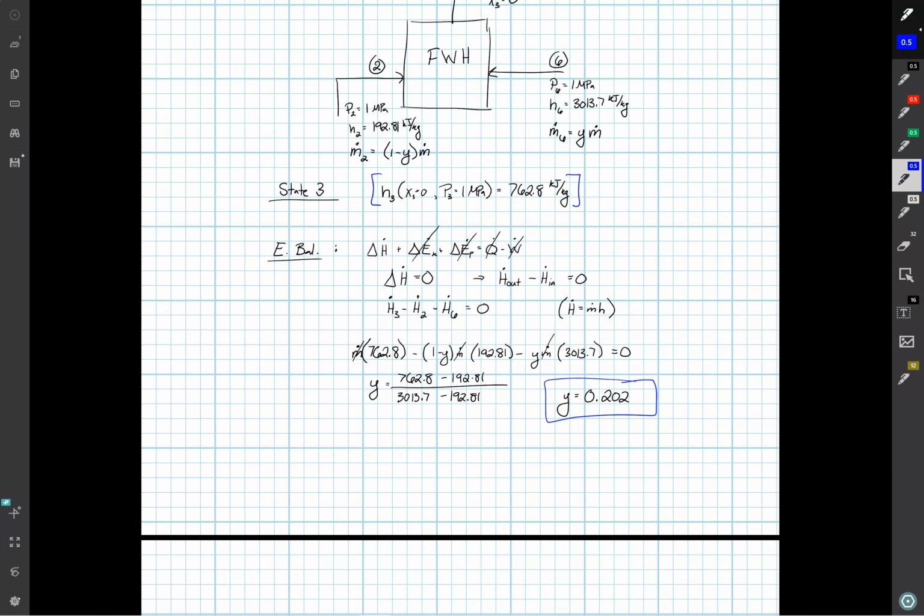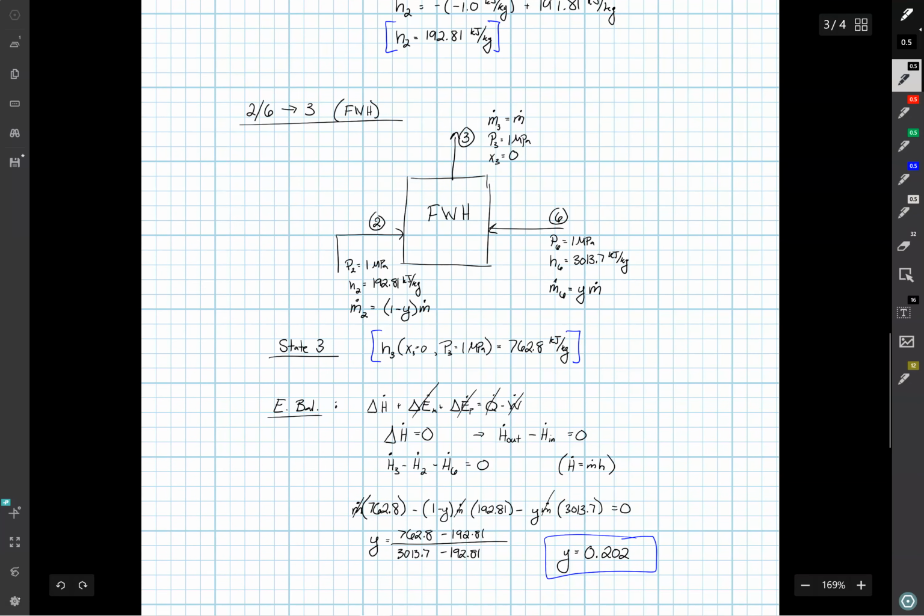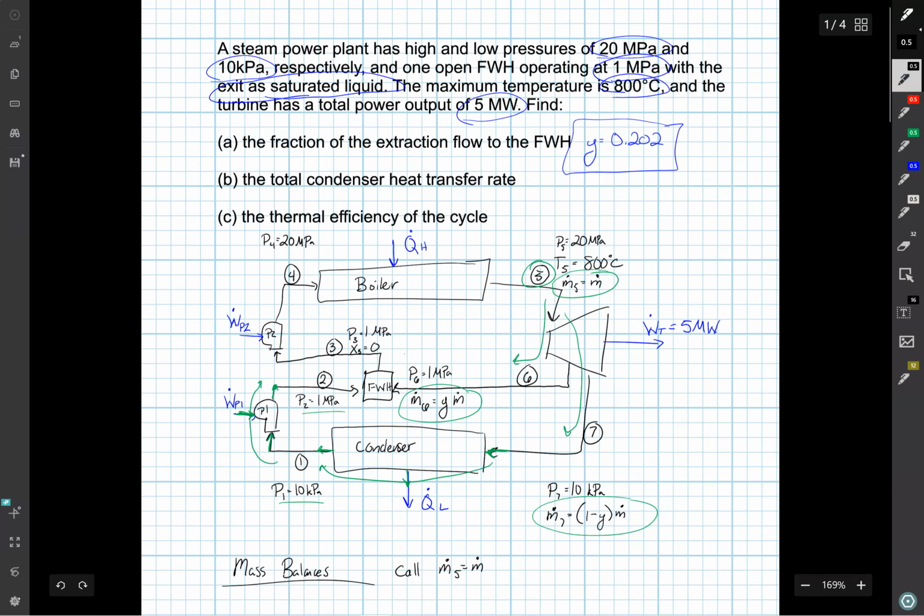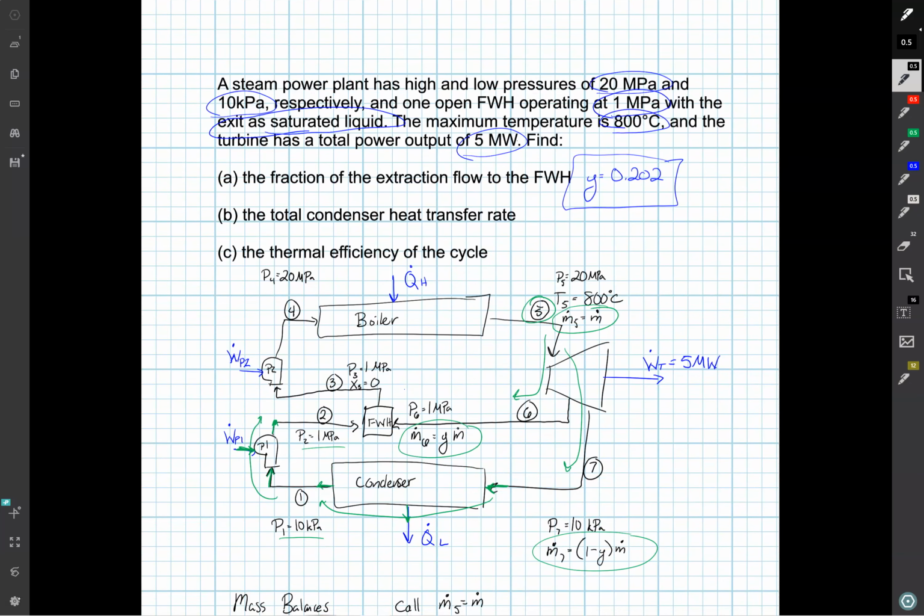We just so happen to answer one of the parts of our questions, but we're not done yet. We're going to keep going around our circle, around our flow diagram. So we've now figured out Y, which is great. We're going to continue now. We have 3. We want to go from 3 up to 4. Do that in green. From 3 up to 4.